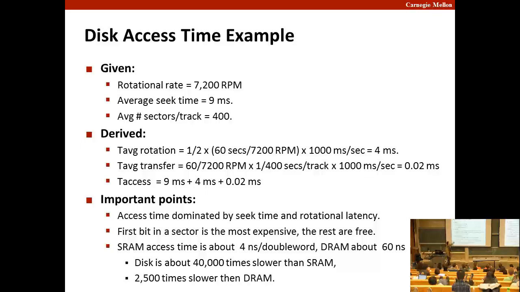So SRAM access is about 4 nanoseconds per double word. DRAM access is about 60 nanoseconds. Disk is about 40,000 times slower than SRAM. It's about 2,500 times slower than DRAM. People pay a lot of attention sometimes to the number of cores and the clock cycle of the CPU. People sometimes pay attention to caches. People oftentimes neglect the total amount of system memory.